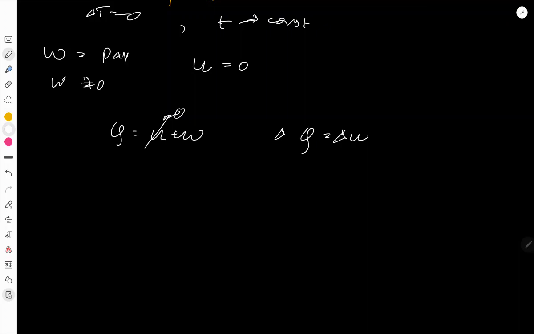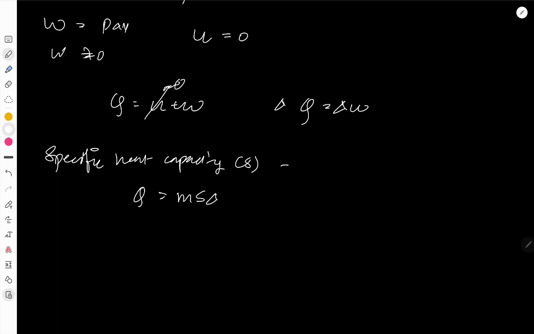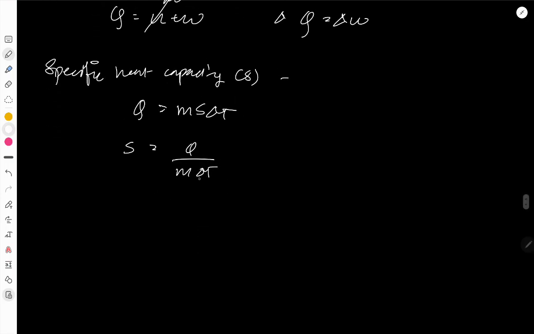And if we go and understand specific heat capacity, I'm writing S. Therefore, we have a formula Q equals m S delta T. So S becomes equal to Q upon m delta T. Now in m delta T, delta T is equal to 0. So S becomes 1 by 0, that is infinity.